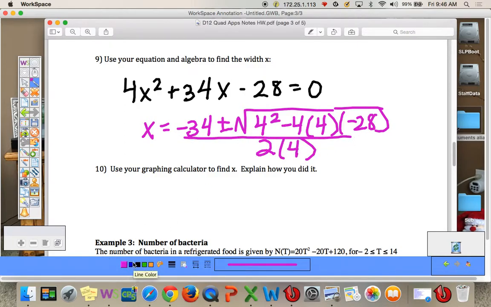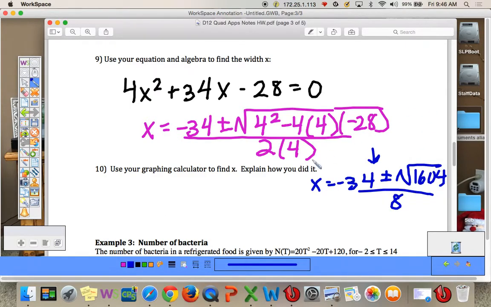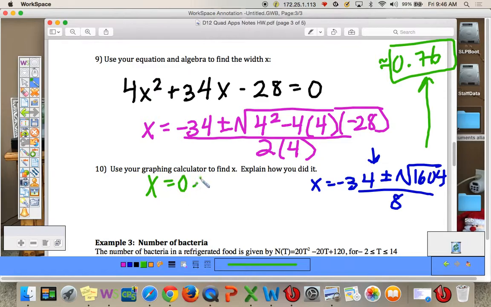Calculate the three musketeers, and when I do that, I'll get x equals negative 34 plus or minus the square root of 1604 all over 8. I'll get two answers, and one will be negative. So the only one that makes sense here is the positive, which is about 0.076 if I round. So here x is 0.076.